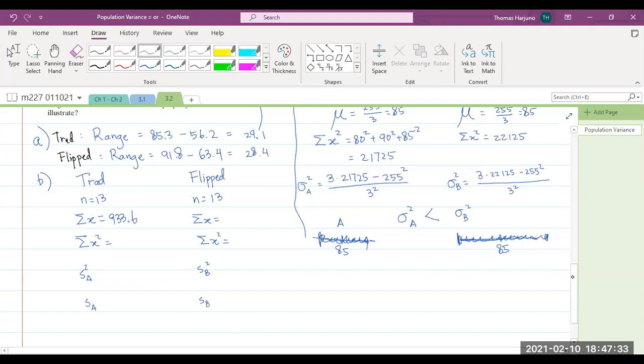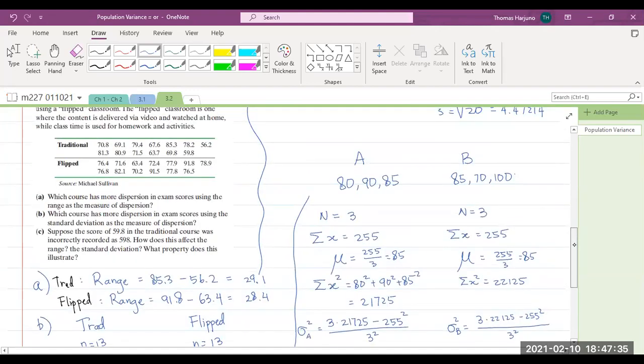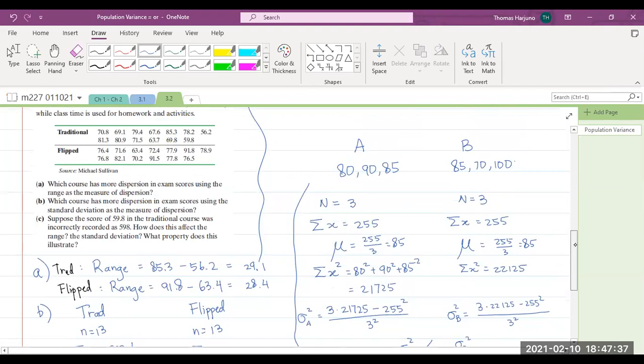Okay, there are a lot of numbers to compute though, and honestly I don't really want to do it. It's just too much. You know what? I still have around 10 minutes. Let me just go on with the traditional one, and at home you continue this work with the flipped one.